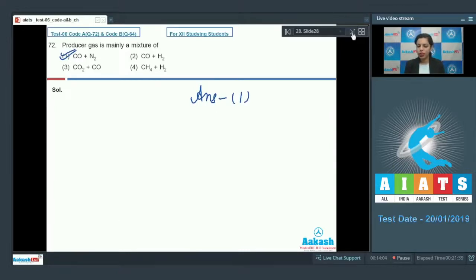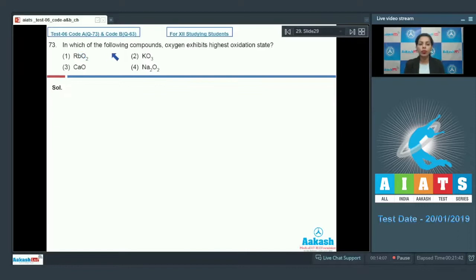After this, question number 73. In which of the following compounds does oxygen exhibit the highest oxidation state? It means in this case we have to identify the oxidation number of oxygen. The general oxidation number of oxygen we consider is -2, but that's not true in all the cases, because in case of peroxides and superoxides, it can change its oxidation number. So if I talk about RbO2, here we need to just find out the oxidation number of oxygen. We know that rubidium is an alkali metal. Its oxidation number is +1.